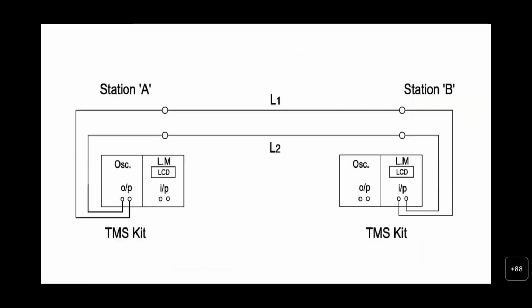So this is a schematic diagram of how connectivity is made between the two stations. The TMS kit is connected at station A and station B, and the oscillator is at station A. Oscillator output is connected to the limb 1 and limb 2, and the other end of the conductor is connected to the input of the level meter.